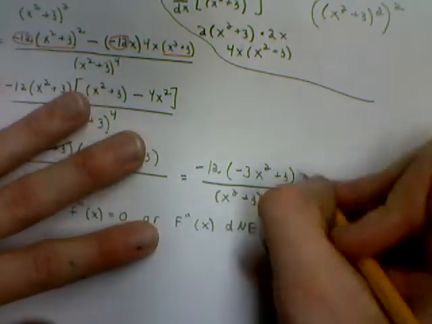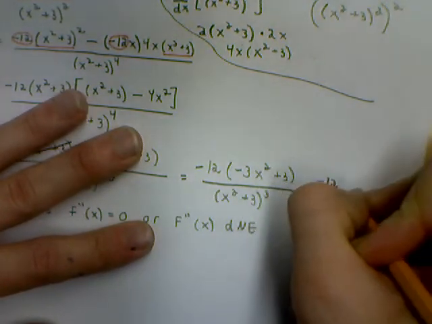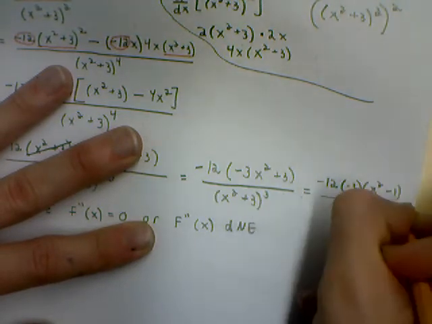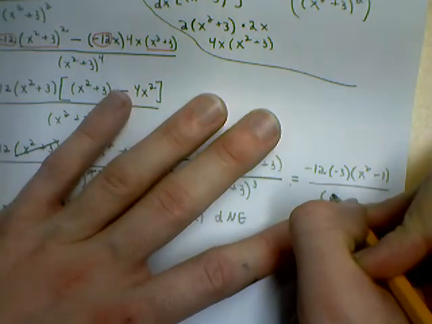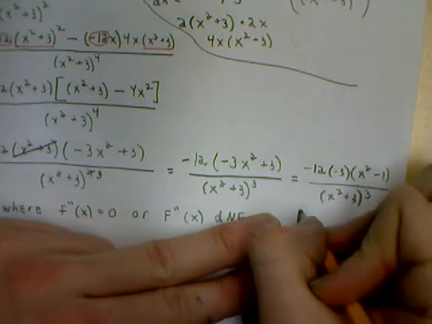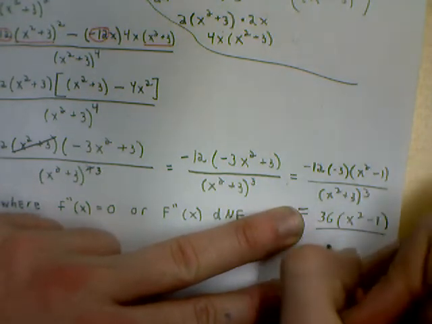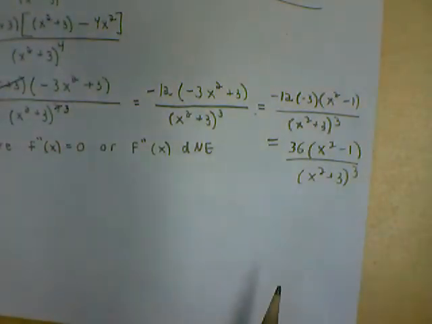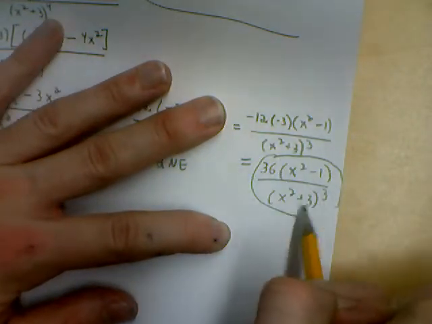Now what I can do is factor out a negative 3. If you factor out a negative 3, I'm going to have negative 12 times negative 3 times x squared minus 1 over x squared plus 3 cubed, which is just 36 times x squared minus 1 over x squared plus 3 cubed. This is kind of a messy problem. All right, so now we have our second derivative. This is our simplified second derivative.